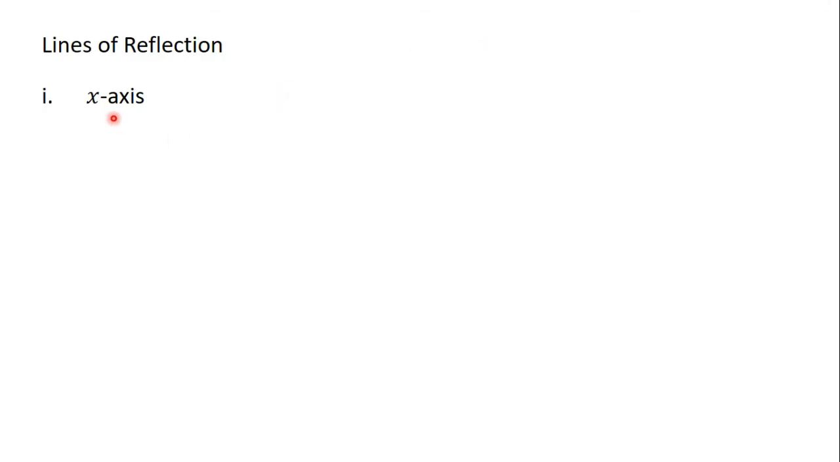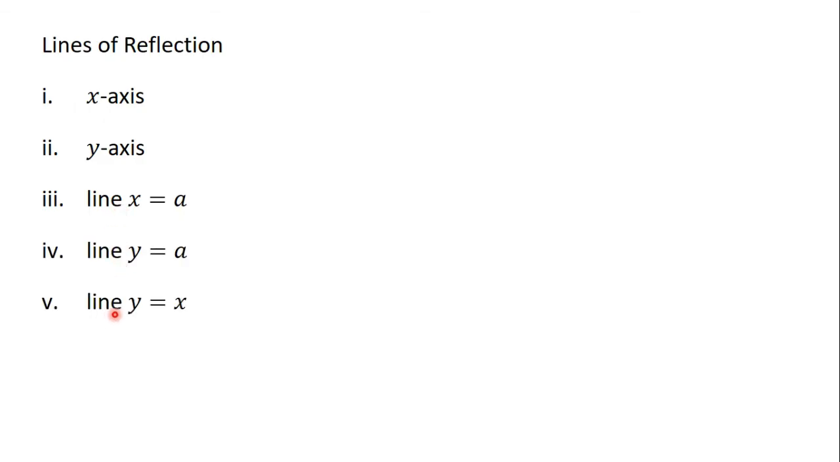The first one is the x-axis. The second one is the y-axis. The third one is the line x is equal to a. The fourth one is the line y is equal to a. The fifth one is the line y is equal to x. The sixth one is the line y is equal to minus x. And the seventh one is the line y is equal to ax.